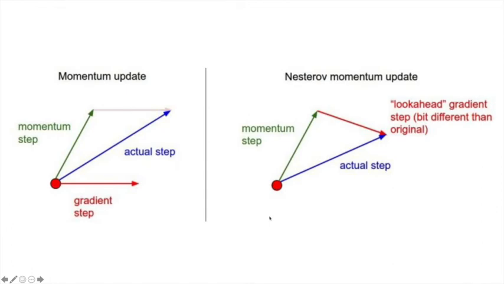This is how it looks. The regular momentum has a momentum step over here and a gradient step over here, and just uses a linear combination of the two using some beta that is a constant of the algorithm. Nesterov momentum update first does a step in the momentum direction, then computes the gradient over here, and then does another step.